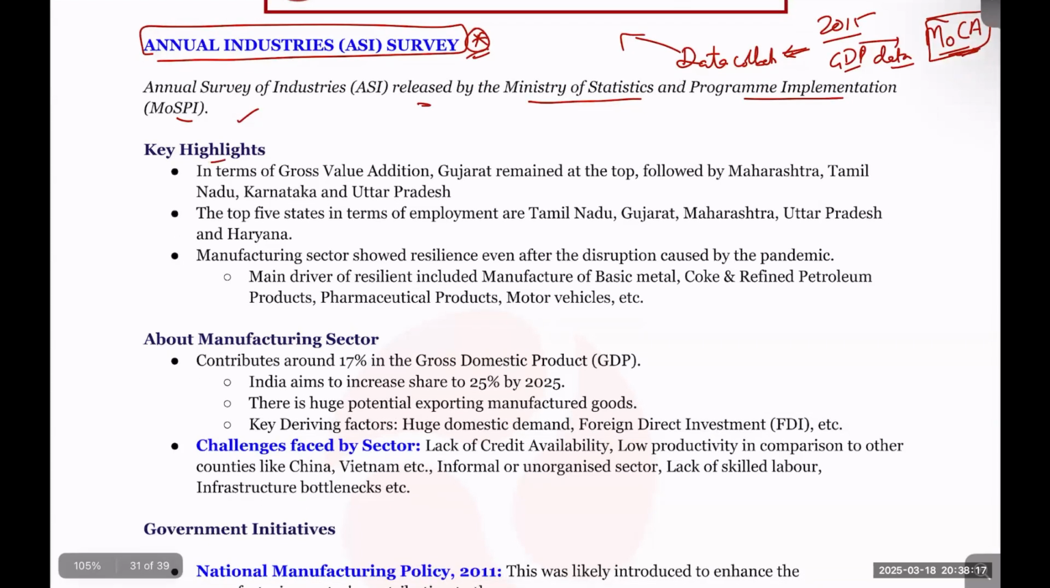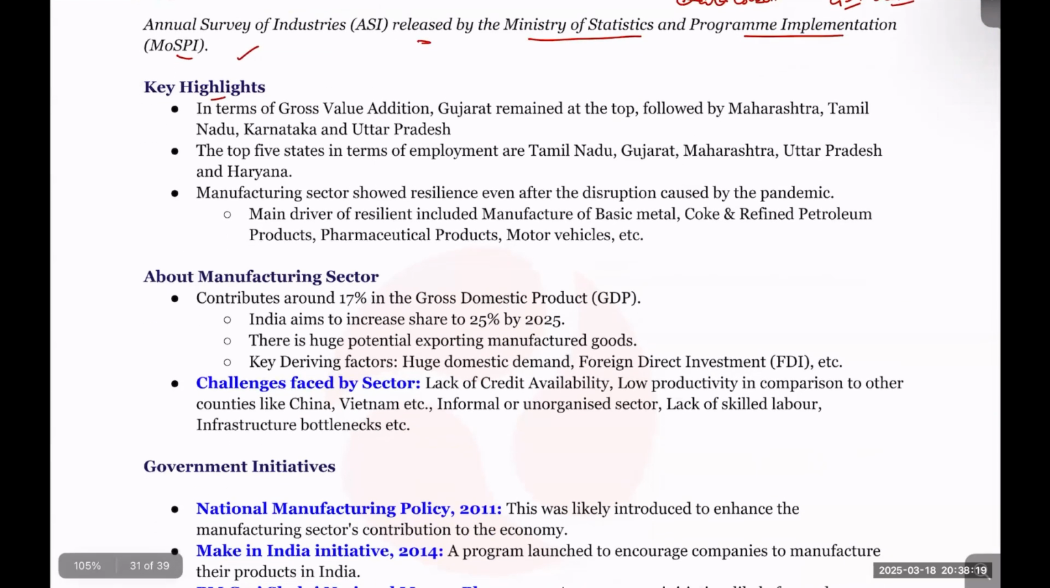What are the highlights in terms of gross value addition? Gujarat remains at the top, followed by Maharashtra, Tamil Nadu, Karnataka, and UP. Okay, so the GVA of these states is very high. The top states in terms of employment are Tamil Nadu, Gujarat, Maharashtra, and UP.